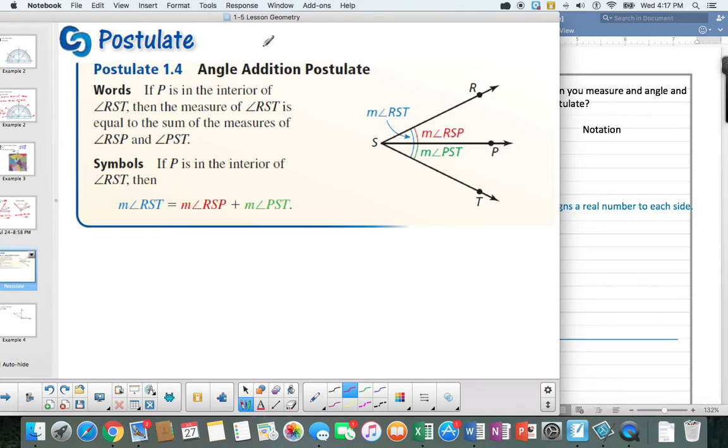When you have two angles right here that share a side right here, then we say the two little angles add up to the big angle. And this is called the angle addition postulate.